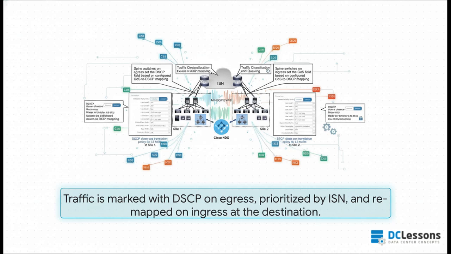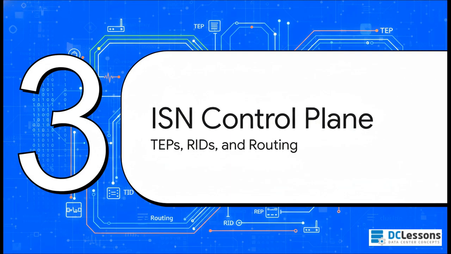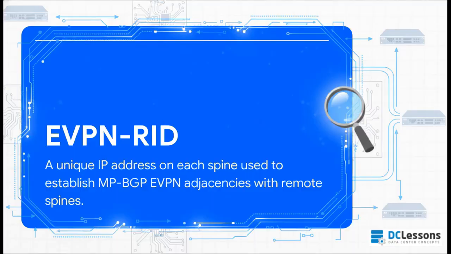It's really elegant. Okay. Now we're getting to the real nitty-gritty of how this all works under the hood. Let's break down the control plane and focus on the special addresses ACI uses to build out its connectivity and forward traffic between all the sites. First up is the BGP EVPN router ID.